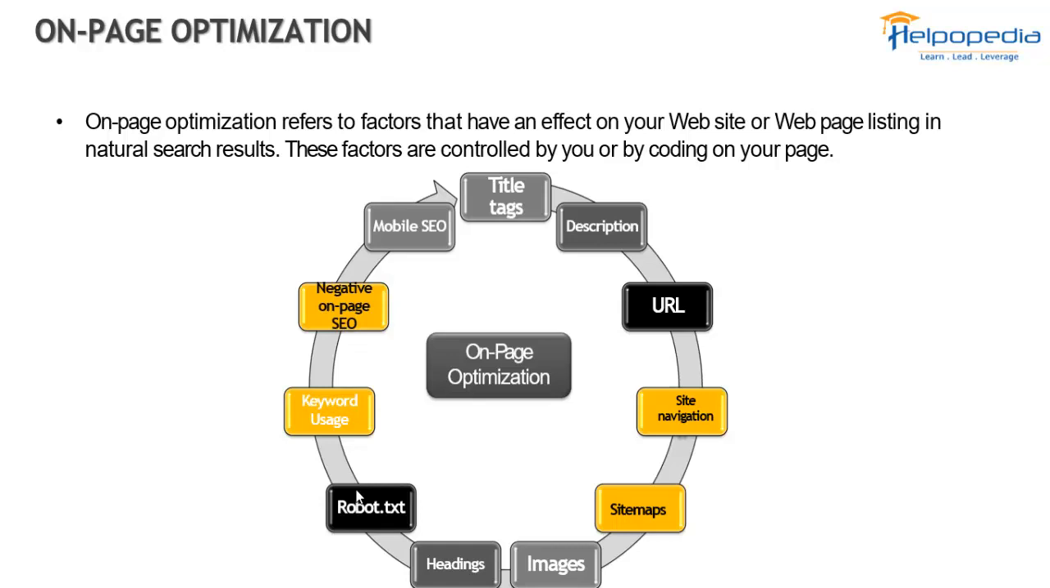So for that reason, we need to use that primary keyword multiple times in the content and at all the places that are mentioned over here in this circle. Now starting with the first thing, title tags.